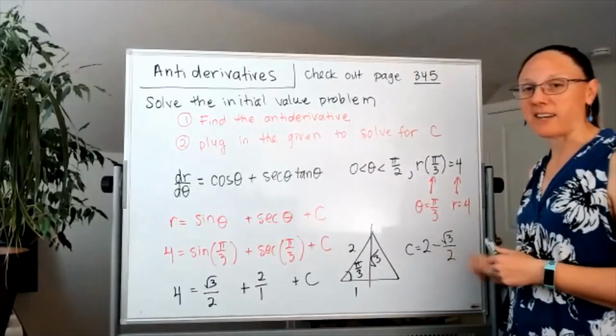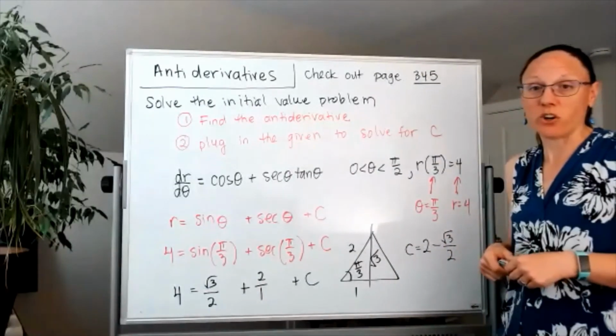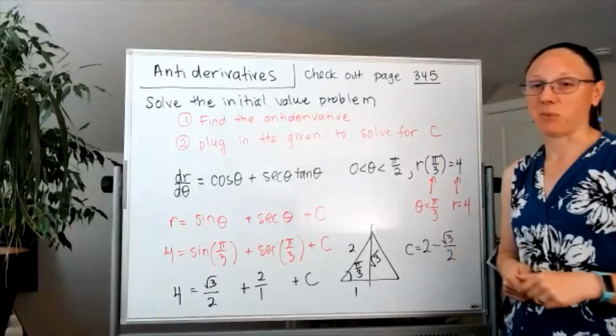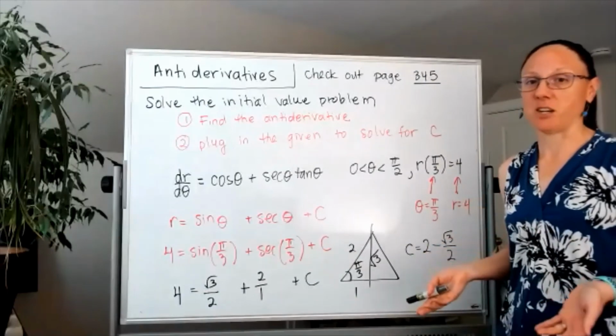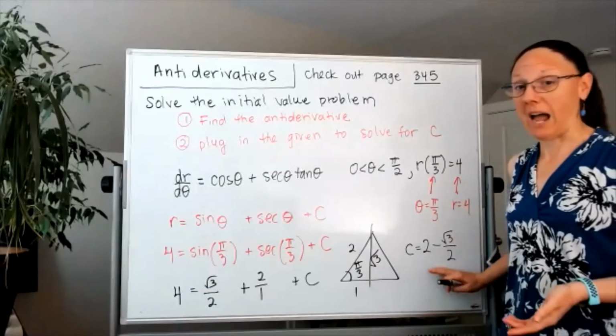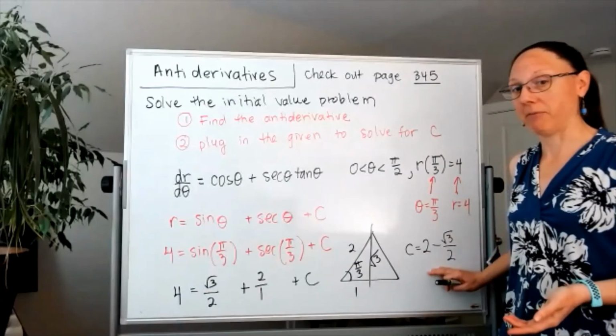If you really wanted to get a common denominator with those fractions, you could, but nothing nice is going to happen to the square root of 3. You're kind of just going to be stuck with it anyway. So I wouldn't do any more than that to simplify.